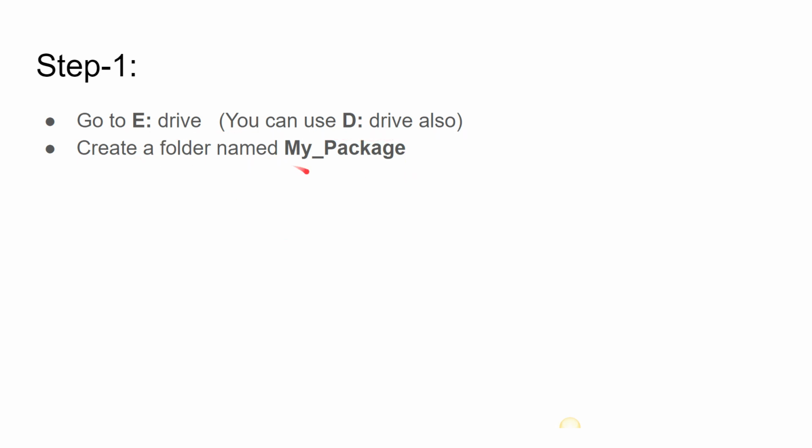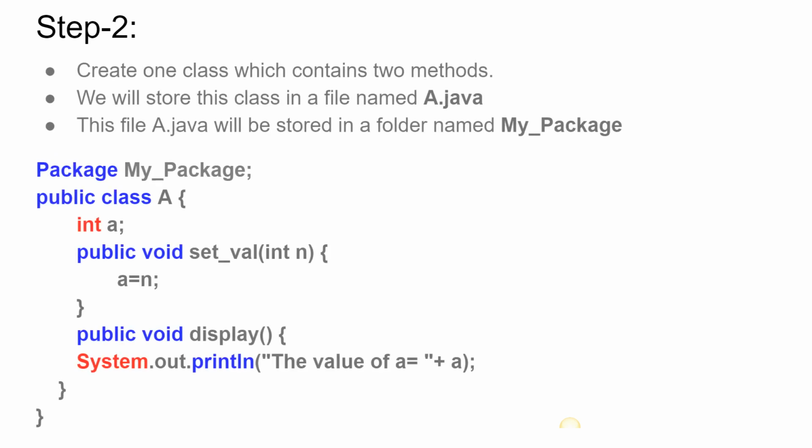Create a folder named my_package. Now double click on that my_package and create a notepad. Right click, new, and notepad. Open notepad and type this program. Here the first letter of package should be lowercase, here it is uppercase, please make the correction. And then create one class which contains two methods.